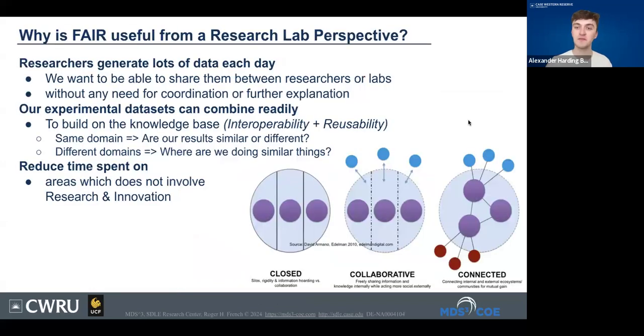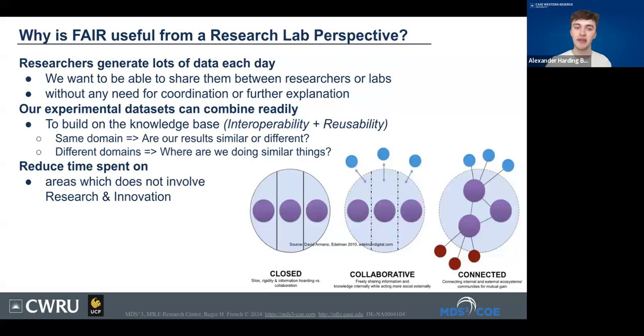Why is FAIR useful from a research lab perspective? Researchers generate lots of data each day, and we want to be able to share this data between researchers or labs without any need for coordination or further explanation. So by verifying different data sets, you are allowing these data sets to combine readily to build on the same knowledge base, which is guaranteed by the interoperability and reusability aspects of FAIR.